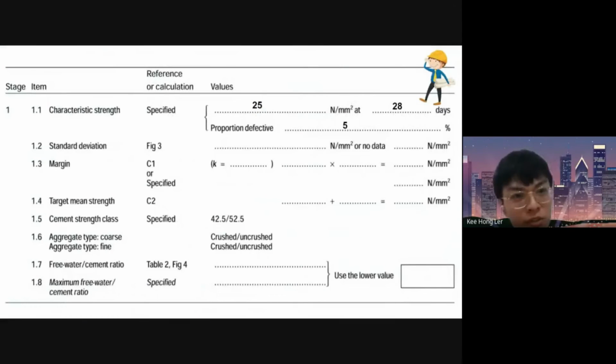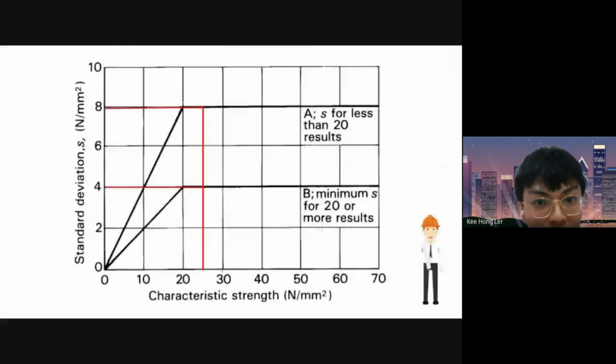Okay, so for us to perform the DOE method, we have to use this form for mix design. As given in the questions, we know that the characteristic strength is 25 Newton per millimeter square at 28 days, and the given proportion defective is 5%. So we have to find the standard deviation now. In this case, we use line A since there is no previous data given. So our characteristic strength is 25.